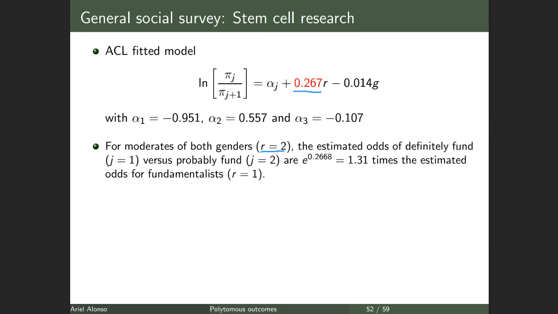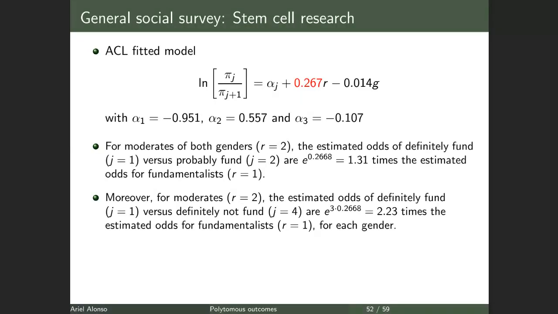The estimated odds of definitely funding versus probably funding is e to the power 0.2. That's 1.3 times the estimated odds for fundamentalists. So liberals tend to be more supportive than fundamentalists for both genders. It's something that we saw in the previous slide.